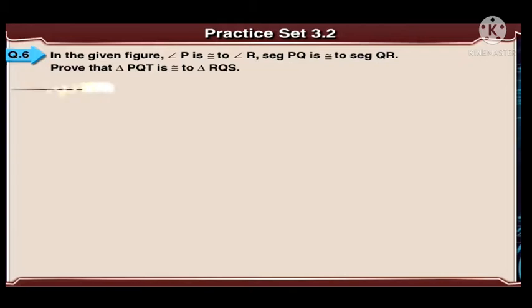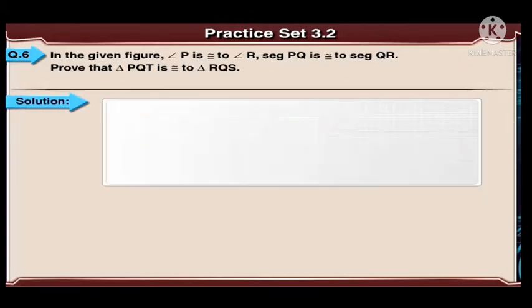Question number 6. In the given figure, angle P is congruent to angle R. Segment PQ is congruent to segment QR. Prove that triangle PQT is congruent to triangle RQS.